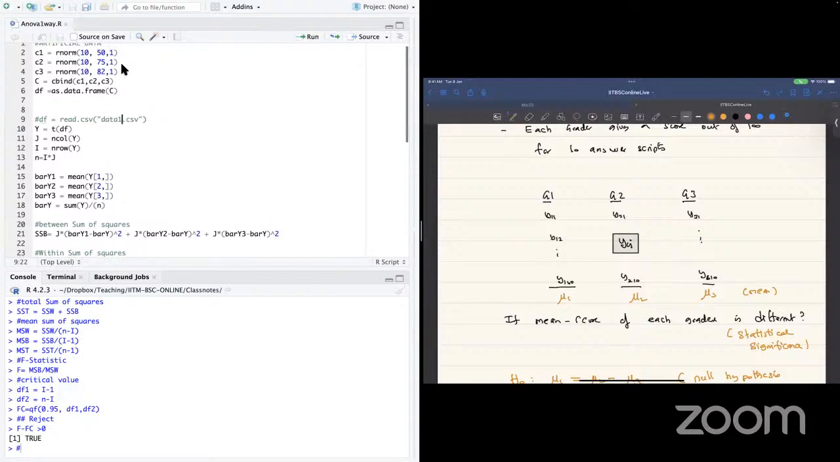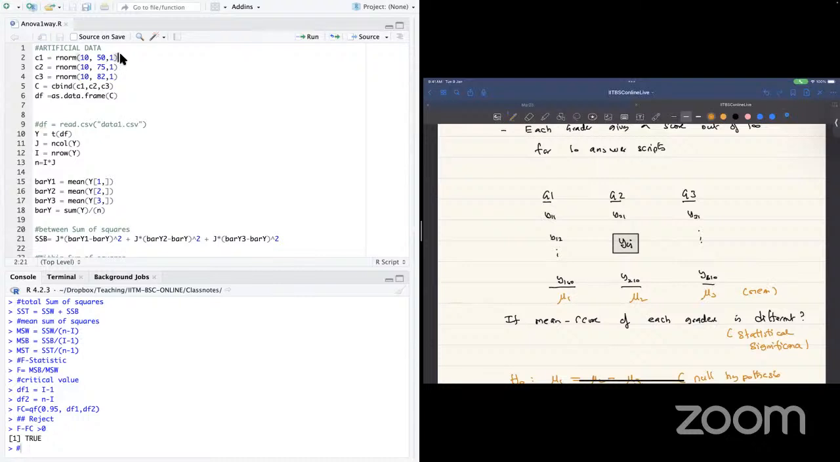But let's say we generate 3 artificial data sets. Here the first one I generate is normal, 10 scores with mean 50 and variance 1. Second one is again 10 scores with mean 75 with variance 1, and the third should be mean 82 with variance 1. So it's clearly the scores are different. Each grader is giving mean 50, one mean 75, and 82. You think it's different, right? So let's try and see.